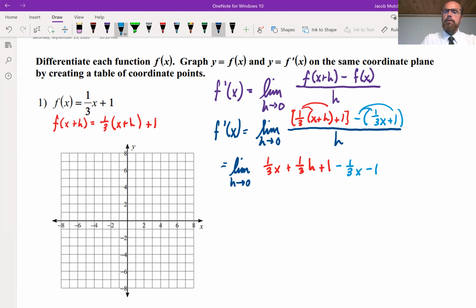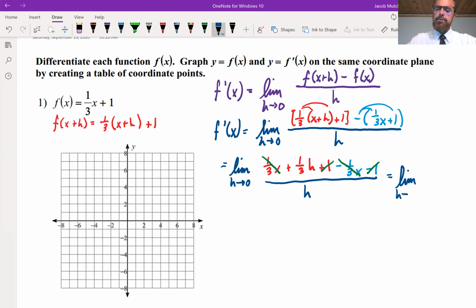And still over h. At this point, it's good to see what will cancel. So I see 1/3 x here and a minus 1/3 x. Those will cancel with each other. I also see plus 1, minus 1. I use those opposite slants to indicate what's canceling what, because that can be a challenge to keep it all organized in the numerator. That is reduced down a lot.